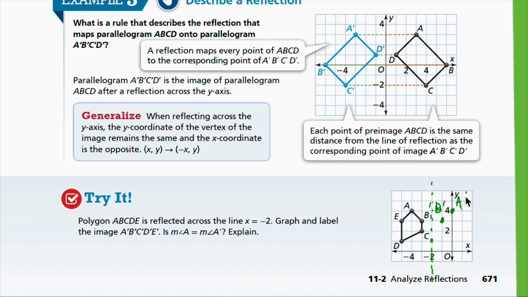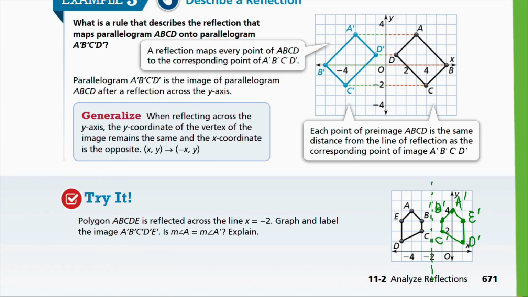So B is 1 unit away from that line on the left, so go 1 unit to the right, and A 2 units, E 3 units, C 1 unit. I got C's image wrong again, so 1 unit. Yeah, it could be quite confusing if you don't count the distances correctly. And now we have the correct image. There we go. All the points line up.